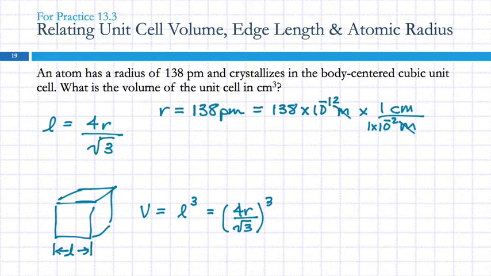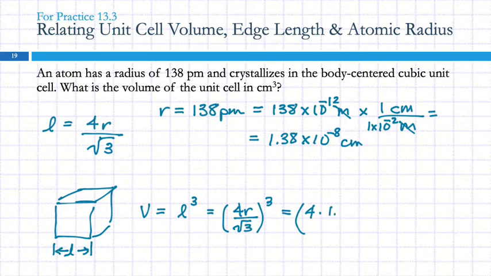And technically you can do this in your head, but it can get confusing because it's not 1.38, it's 138. So this gives me 1.3, that's not enough room there. 1.38 times 10 to the negative 8th centimeters. So that's the only variable here. I'm going to plug that into this equation.